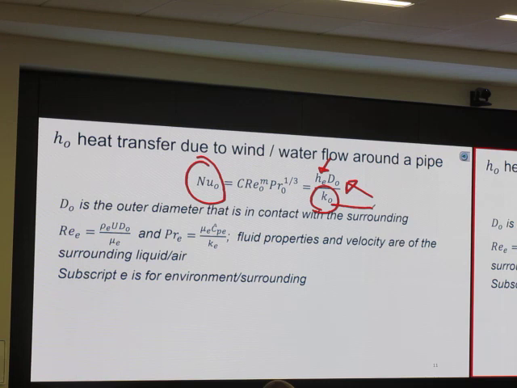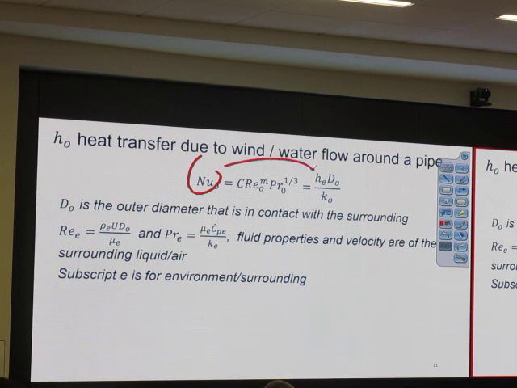The Nusselt number is a flow property. Therefore, the value of K is of the fluid that is flowing. In the exam, we may say Nusselt number equals H D over K, and that K is the thermal conductivity of the pipe. True or false? You say false. All right. So the formula is the same. I mean, this formula is the same.